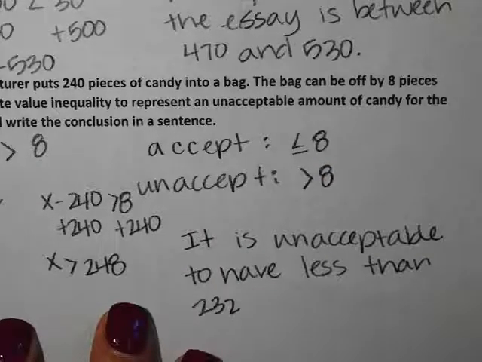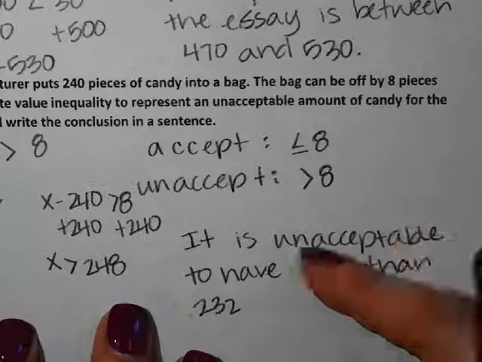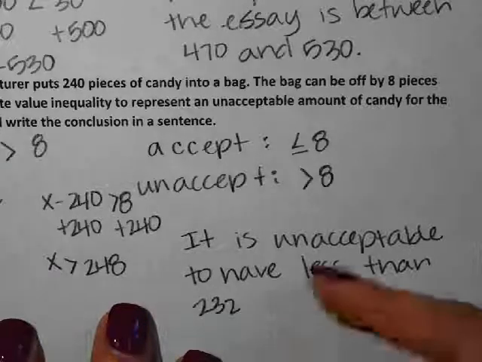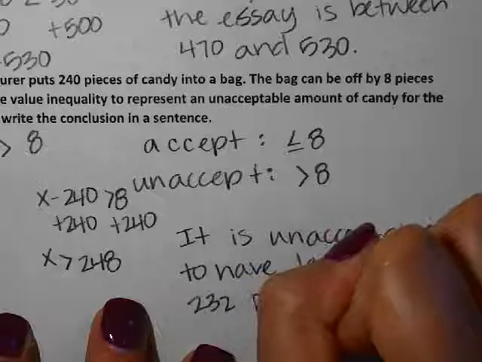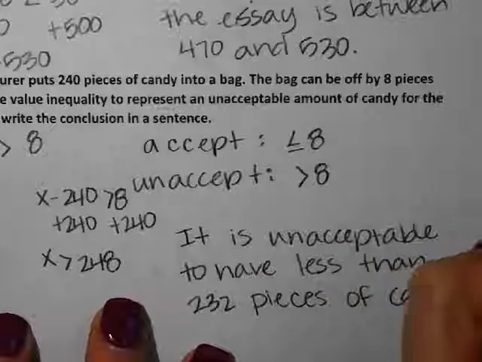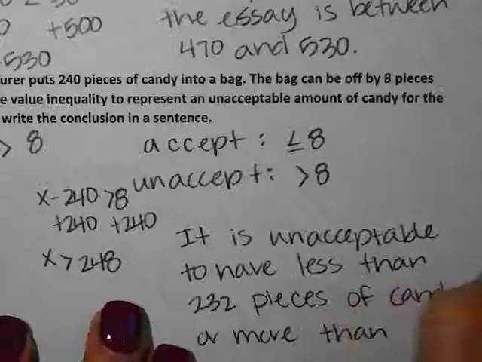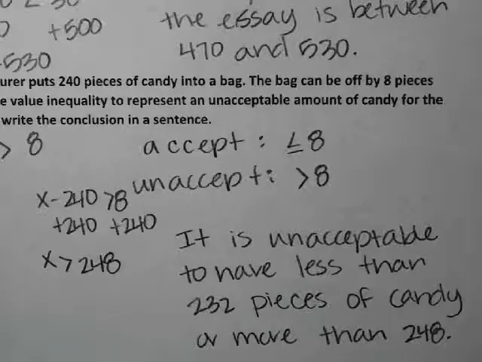Pieces of candy. Or I could say, if I said in the beginning, the amount of candy that's acceptable or that's unacceptable, if you said the amount of candy in the beginning of the sentence, you don't have to say it again. I did not say it in the beginning, so I have to put it somewhere in my sentence. So it is unacceptable to have less than 232 pieces of candy or more than 248. Okay. How do we feel about those? They're okay? All right. They can mess with your brain a little bit, but they're not terrible.